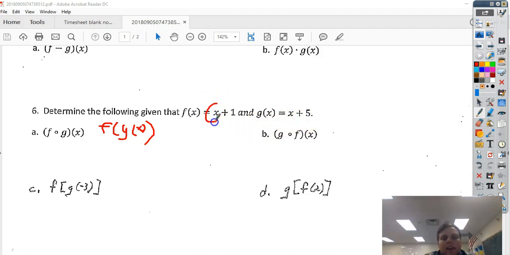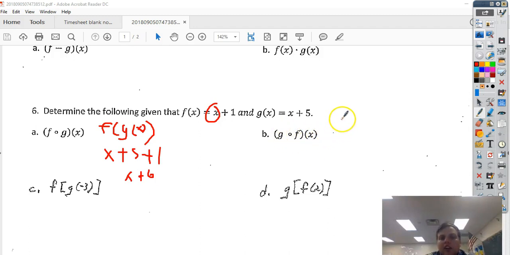So I'm going to replace this x on the f function with all of the g function. So I'm going to take away this x and I'm going to put in the g. So I'm going to get x plus 5 because I just took away this x and put in this g, and then plus 1. So then I get x plus 5 plus 1, well that's x plus 6. And there you go.